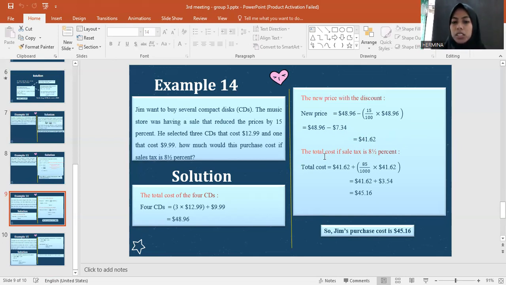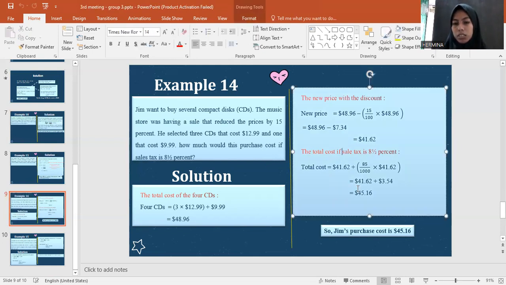Next, we're going to find the total cost if sales tax is 8.5%. So the total cost is equal to $41.62. Where do we get this? We get this from the new price with the discount. So plus open bracket 85 over 1000 times $41.62, which is equal to $41.62 plus $3.54. So it equals $45.16. So Jim's purchase cost is $45.16.